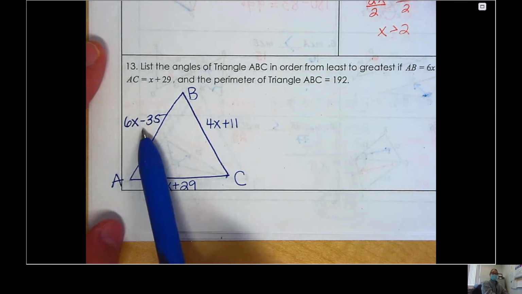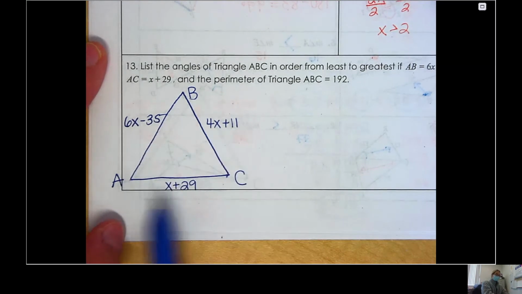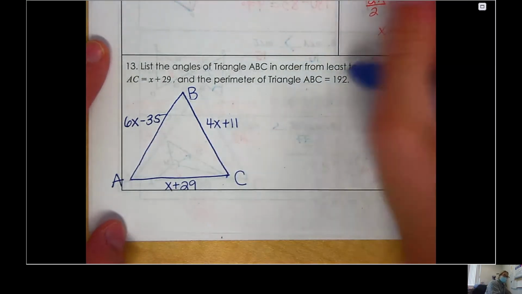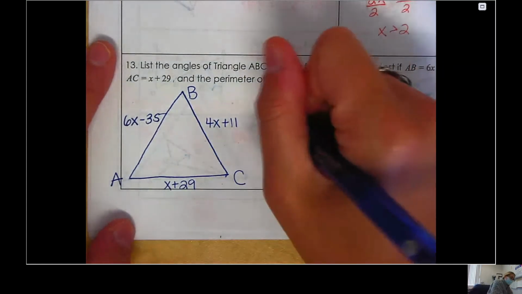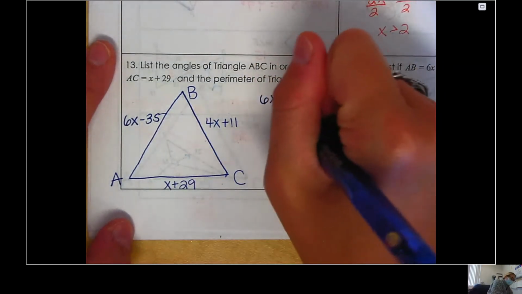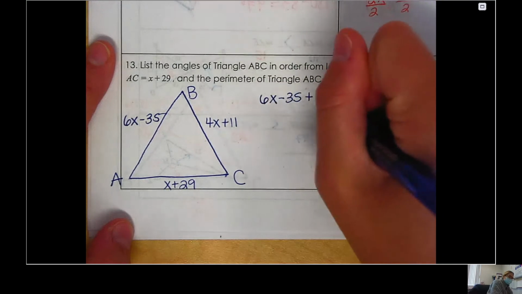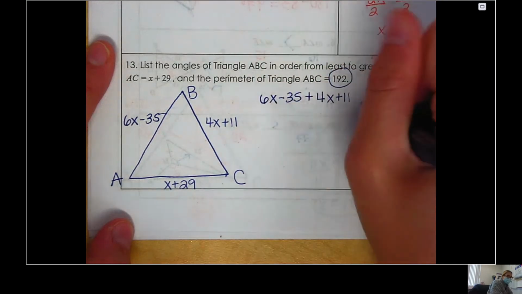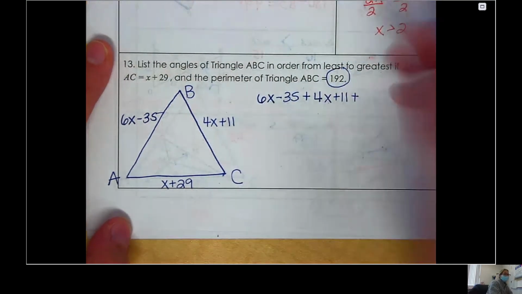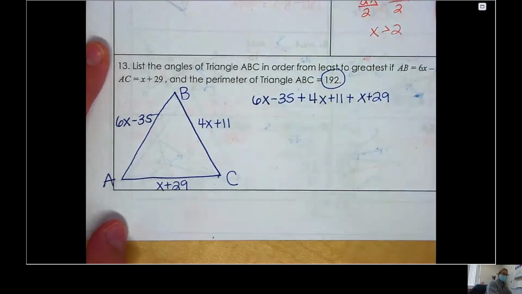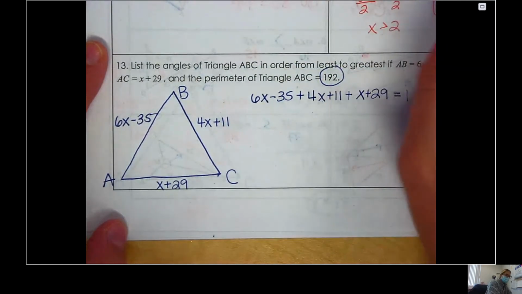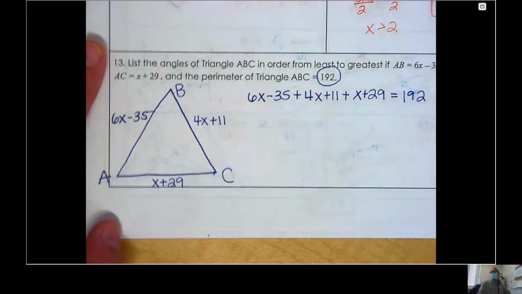So that's exactly what I'm doing here, except with an equation. I'm going to take this plus this plus this and set it equal to 192. So 6x minus 35 plus 4x plus 11 plus x plus 29. All three of those equations added together equals 192.